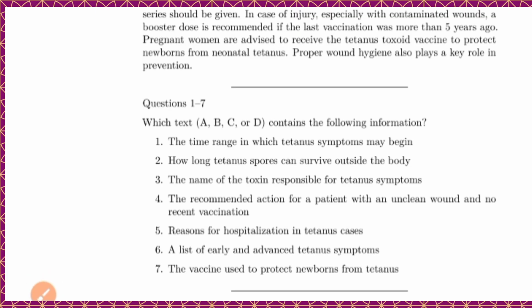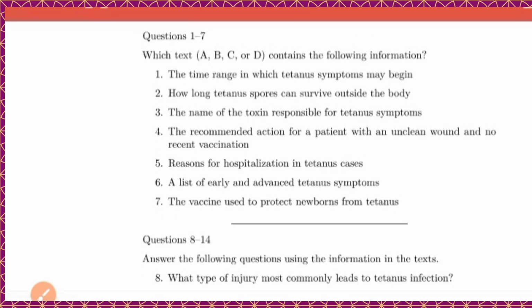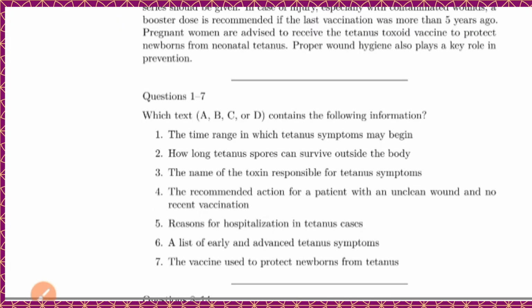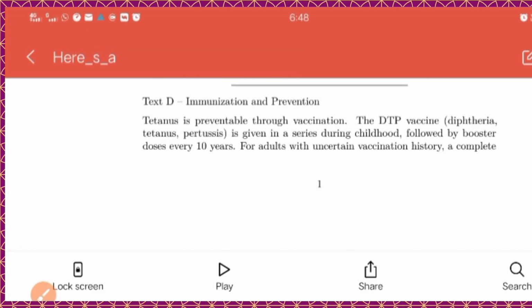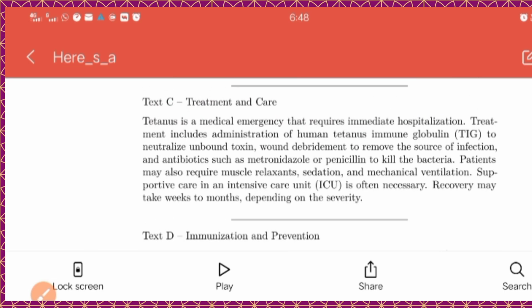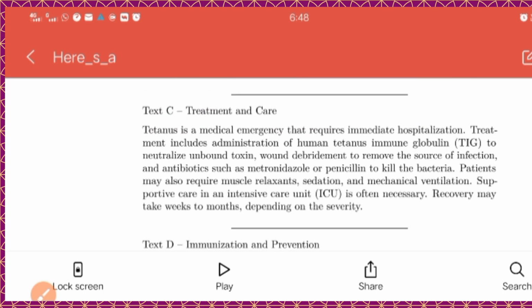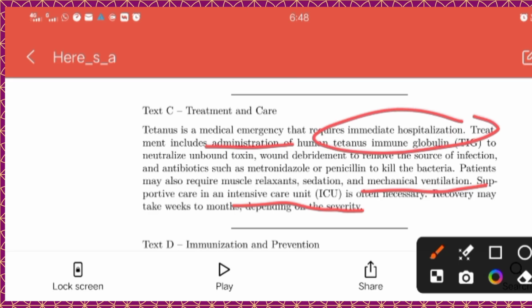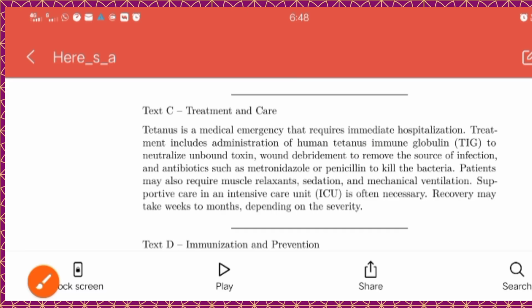Okay, next is the fifth: reason for hospitalization in tetanus cases. What is the reason for hospitalization in case of tetanus? Immunization and prevention is another thing. For hospitalization, ICU and everything is written in treatment. So the answer will be C, because intensive care unit and mechanical ventilator are there, and tetanus is a medical emergency that requires immediate hospitalization. So answer C is for the fifth question.